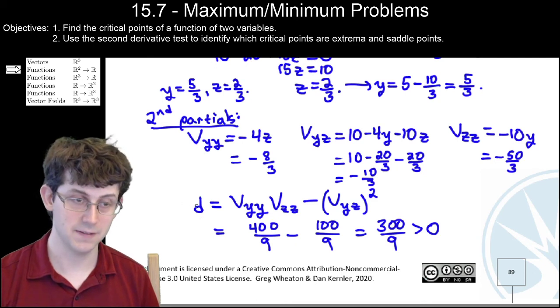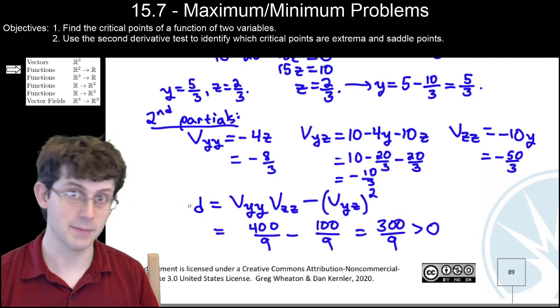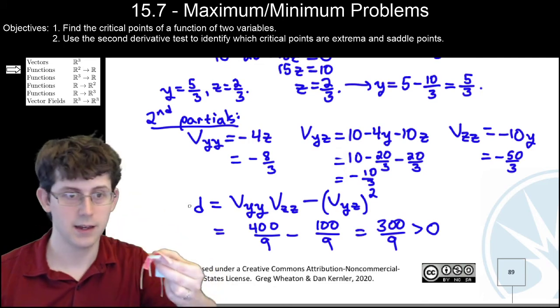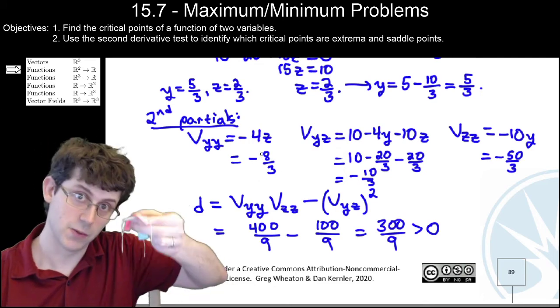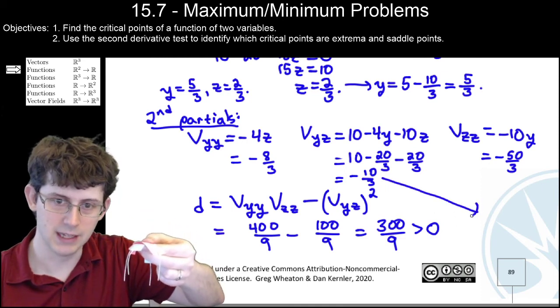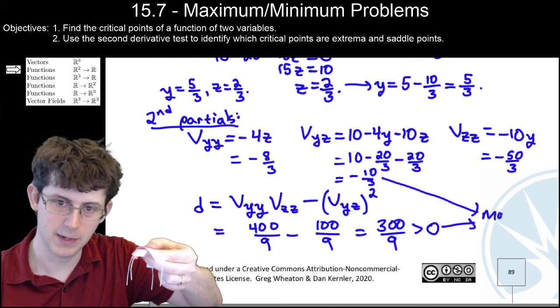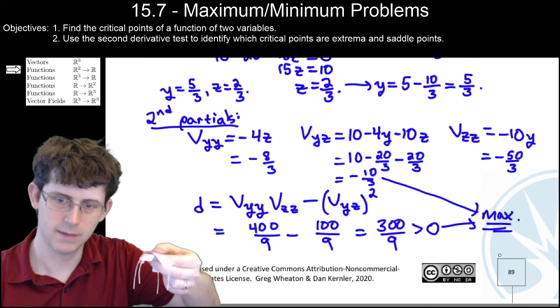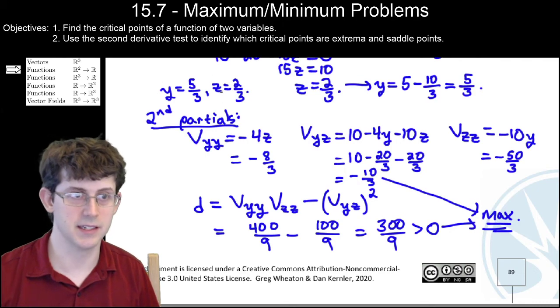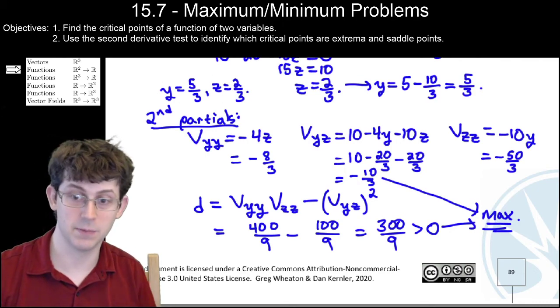So D is positive. That means that we're in a maximum or minimum situation, like this or like this. But both of the second partials were negative, so we're in this situation. So that means that between this and this is a maximum. So that means we've found the situation, like this is the right one. This is the point that gives the maximum volume.